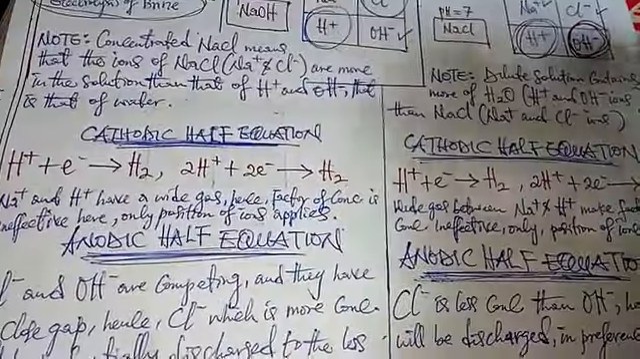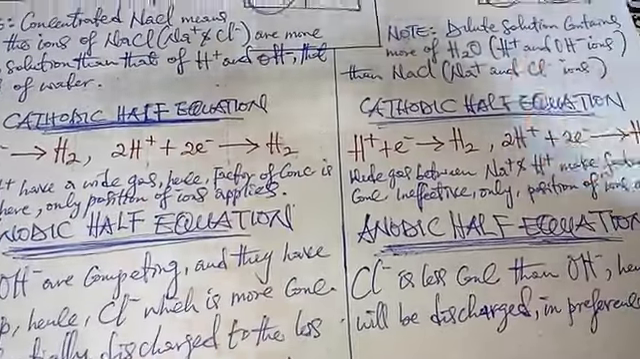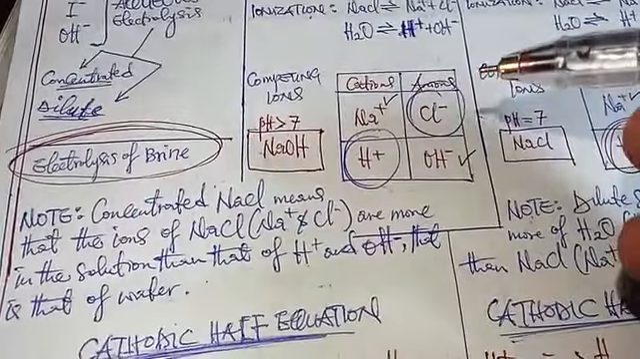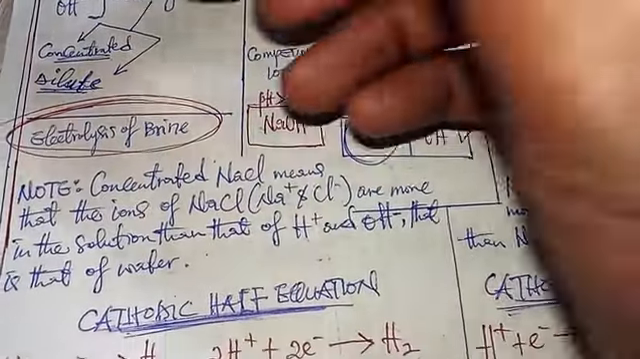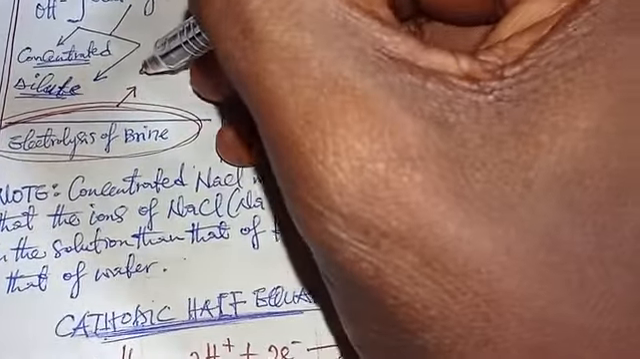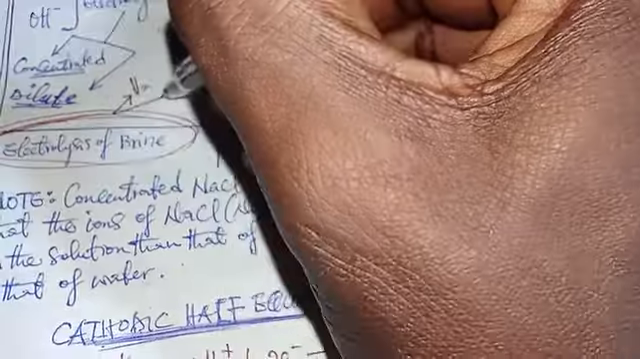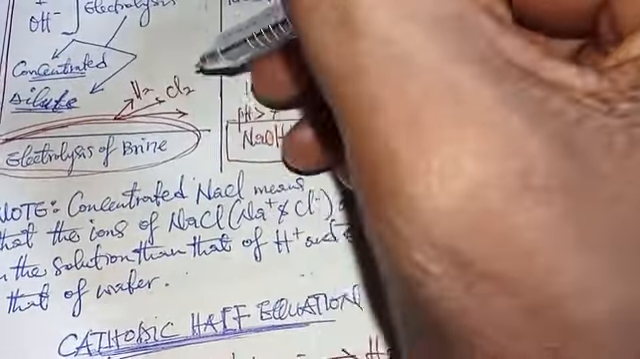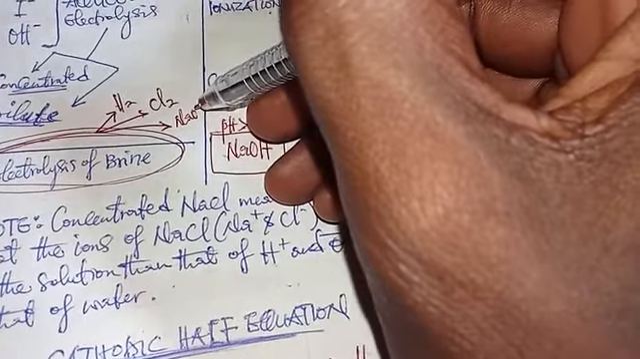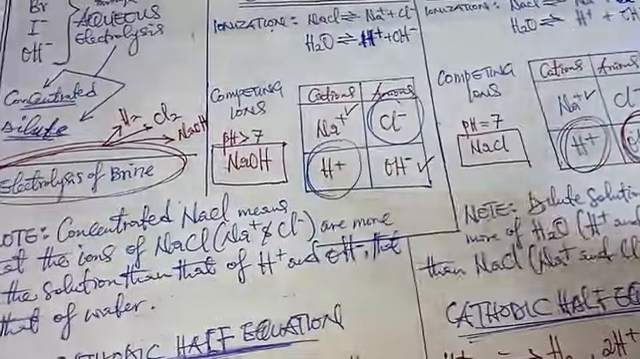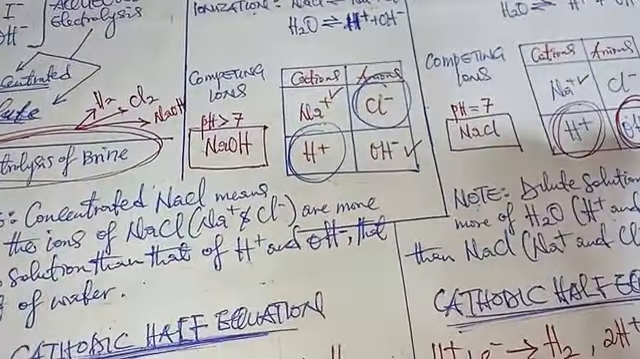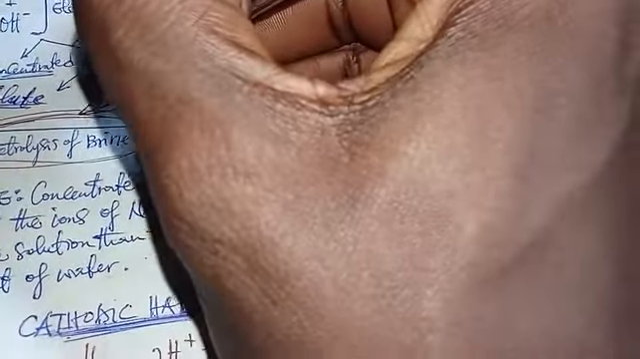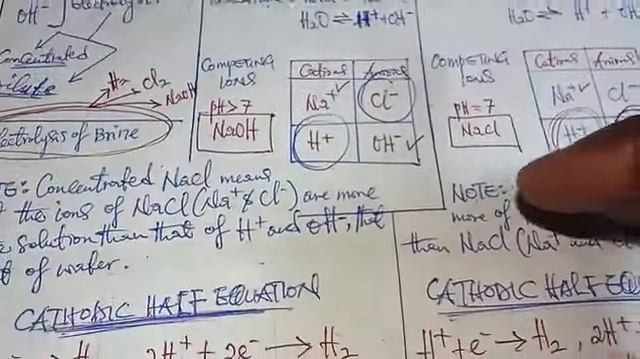Okay, before I conclude this video, there are some questions they can ask you. They can ask you what are the products of electrolysis of brine. We have 3 products: hydrogen gas, chlorine gas, and lastly sodium hydroxide. Don't forget this. These are the 3 products derived during the electrolysis of brine.